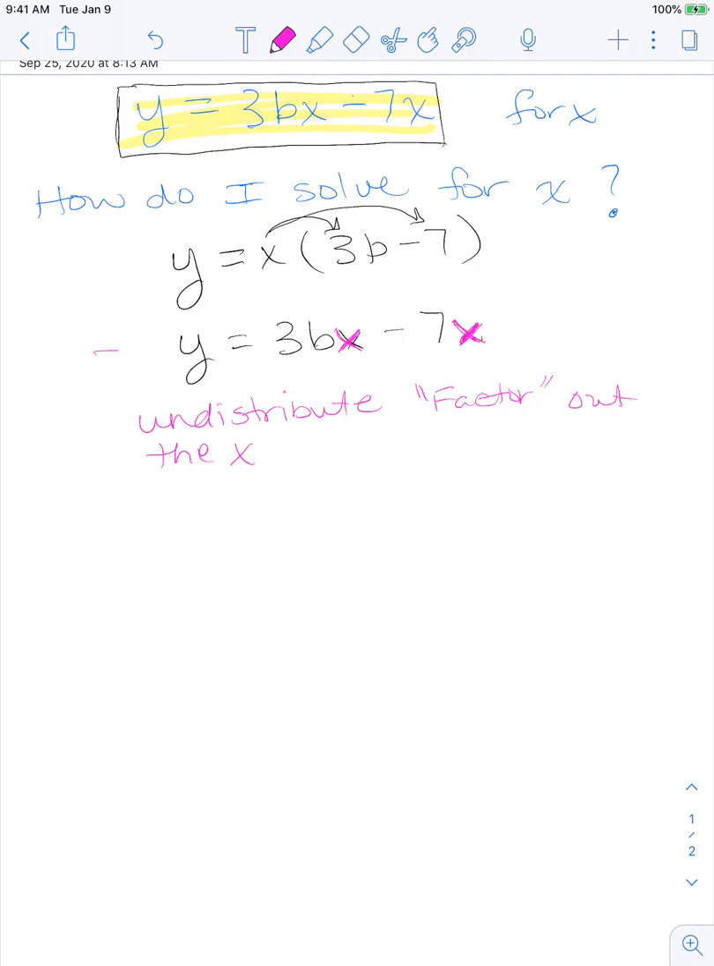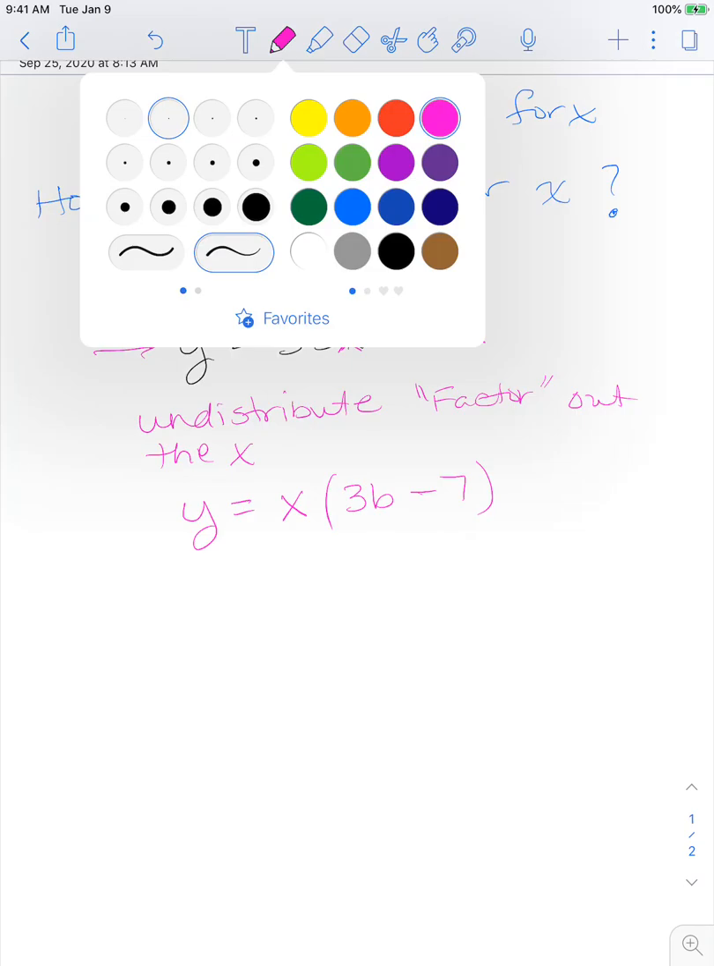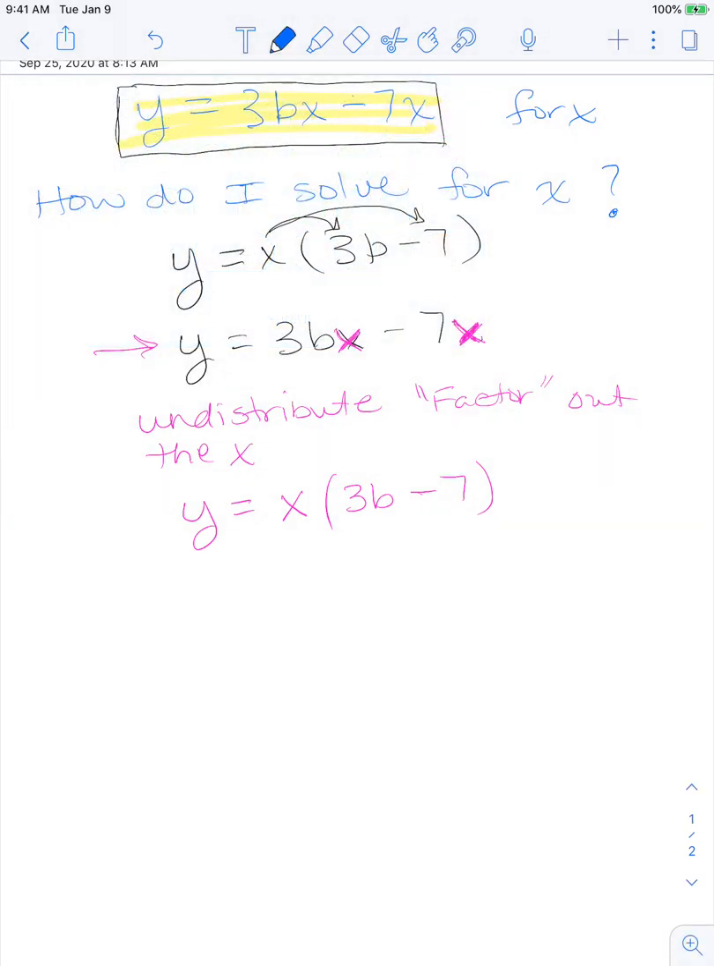So if I have this equation, what I want to do is go backwards and say I'm going to take the x out like I would have it before I distributed, and say I have 3b minus 7. Now, it still looks really complicated, but if I had something like this, where I know I've got this x times some really big thing, what if I had something, so this is a what if.